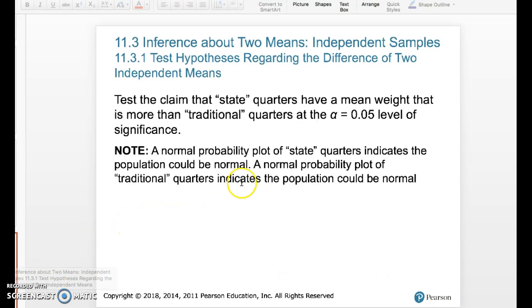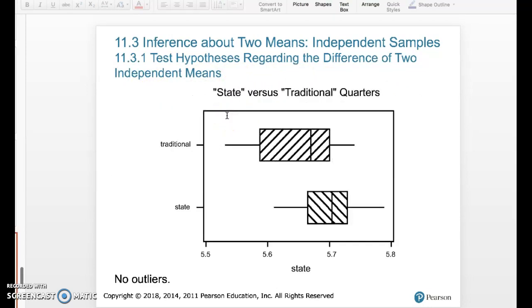Okay. So we checked our conditions, we have our setup, and notice we can state this as test the claim that the state quarters have a mean weight that is more than traditional quarters. Okay, we already saw this picture. Here they just use a slightly different software.